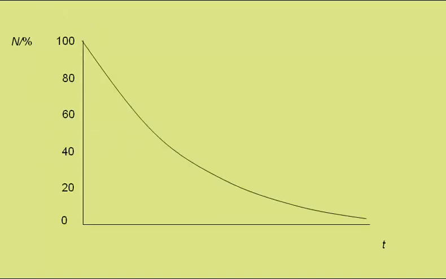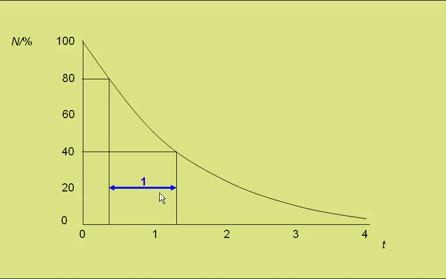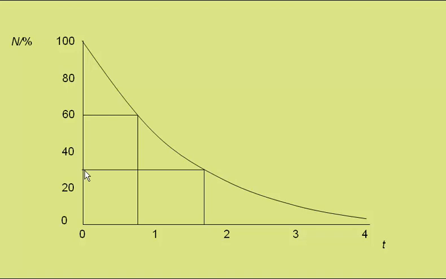Exponential decay leads to a graph something like this, where on the y-axis I've got the number of nuclei as a percentage, and on the x-axis time, and I'll add some arbitrary units. What we find now is that if we look at the time to drop to half, here we have 100%, so if we go across at 50%, we see it takes 1 unit of time. If we look at the time to drop from 80% to 40%, that is this time, which again is 1 unit. Going from 60% to 30%, again takes 1 unit.